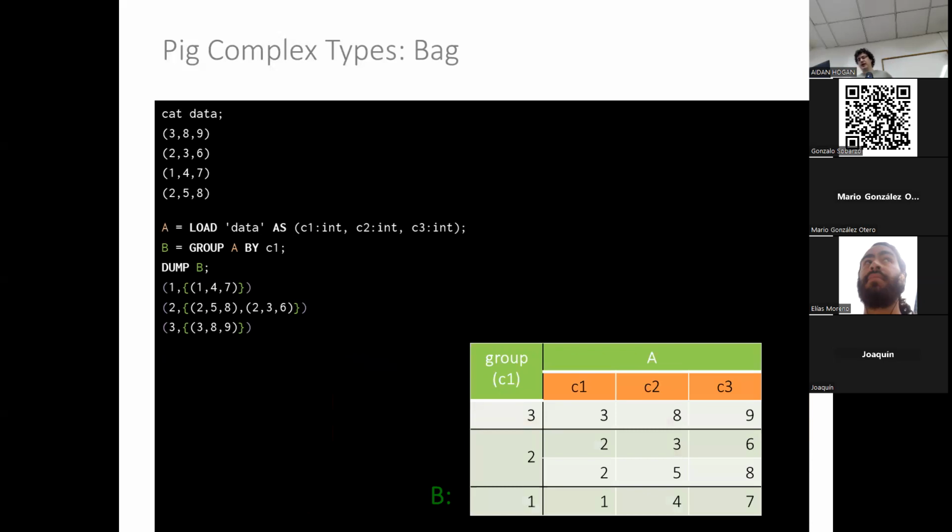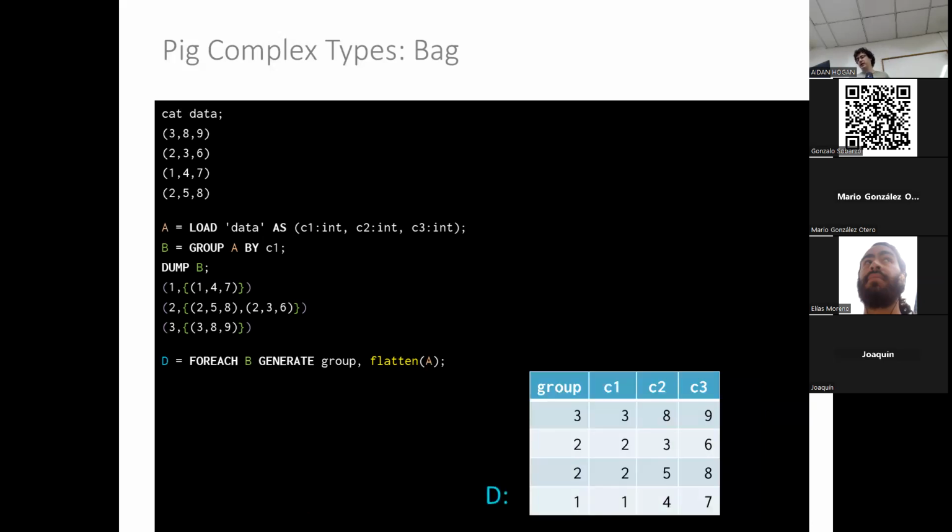So what happens if we try to project this column and then flatten A? In that case, within every group, we're going to apply a Cartesian product. So what this means is that essentially we're going to end up with this relation here.